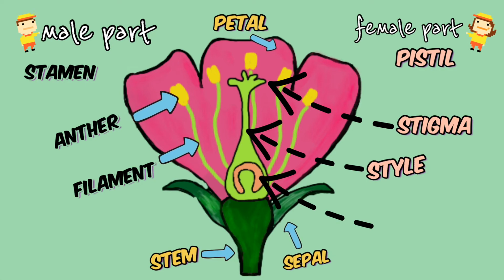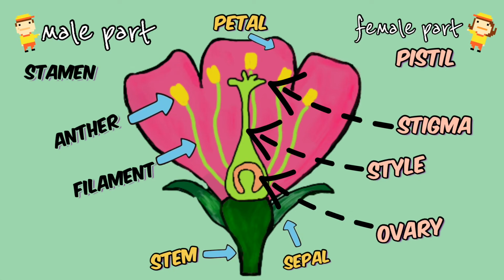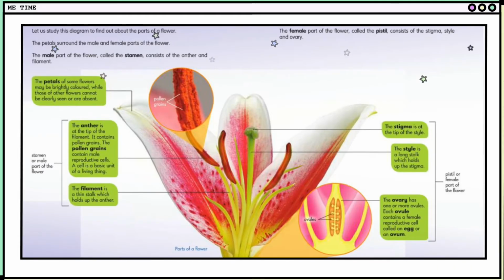Next is the ovary. This ovary is the place of the ovules. The ovule is the reproductive cell of the female part. You can see in your book on pages 52 and 53 about the parts of flowers. But I will conclude that pollen grains are the reproductive cells of the male part, or the stamen, and the ovule is the reproductive cell of the female part, or the pistil.